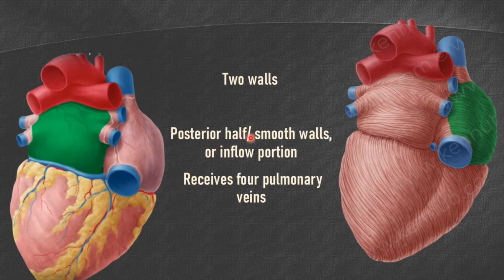The posterior part of the left atrium is also called the posterior half, smooth wall, or inflow portion. It is called the inflow portion because it is receiving blood flow from the outside. It receives four pulmonary veins, two superior and two inferior, on the right and left side both.